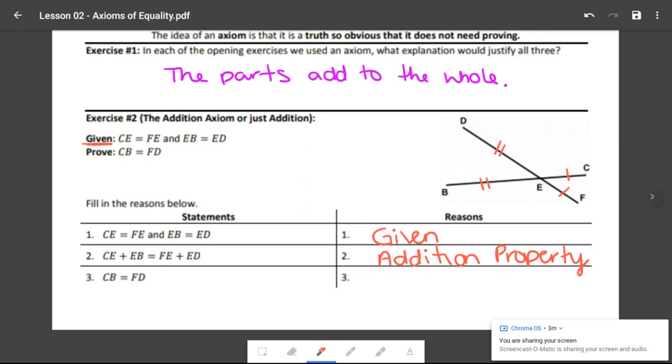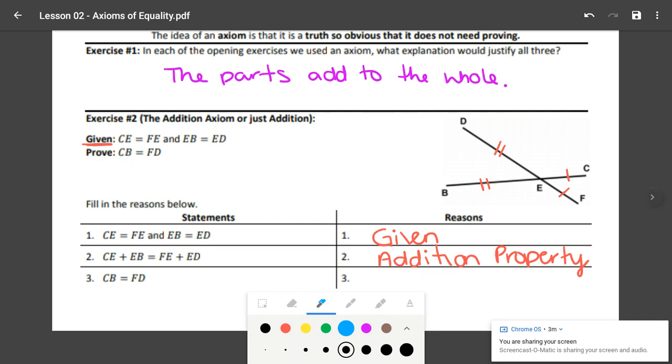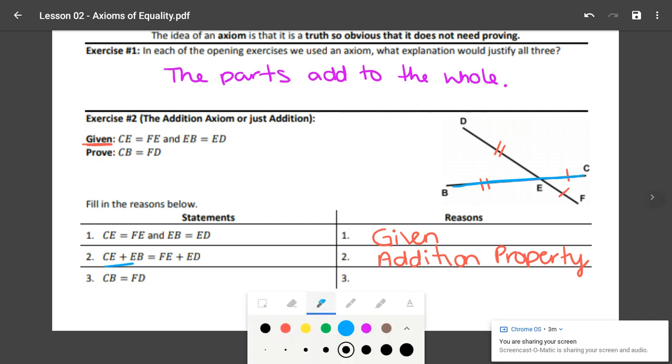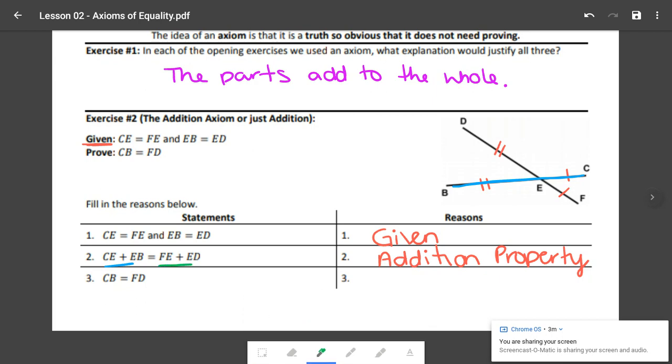And finally, if we look now, so if we added those two smaller pieces, so if I look, I took these pieces, CE and EB, and if I look at FE and ED and add those smaller pieces, I'm adding them, but they're going to still equal CB to FD because the parts add up to the whole.